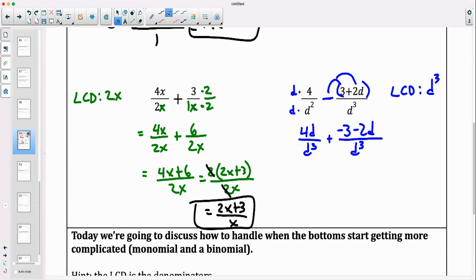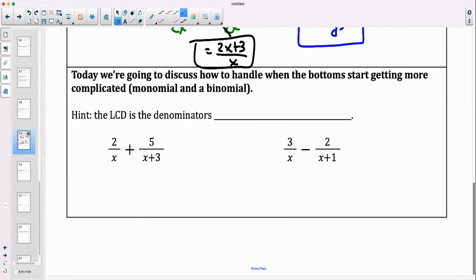Okay, then we can find the like terms, 4d and negative 2d. Okay, those two will add to positive 2d. Okay, then the rest of it, we have a negative 3 up top and a d to the 3 on the bottom. The rest of it can't really combine. Remember, you don't change the bottoms when you add or subtract. And this is our final answer. We don't have a common factor to try to do a GCF of the top, so there's no way I can factor or reduce in this one.